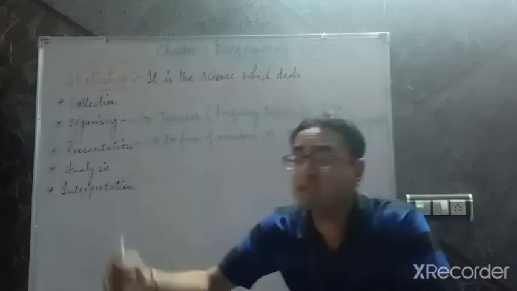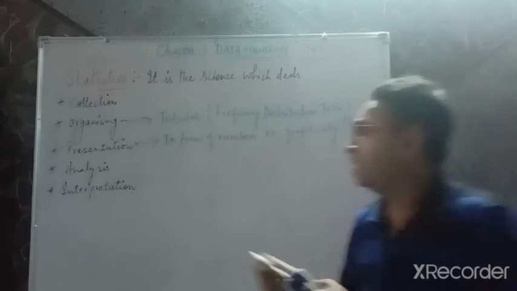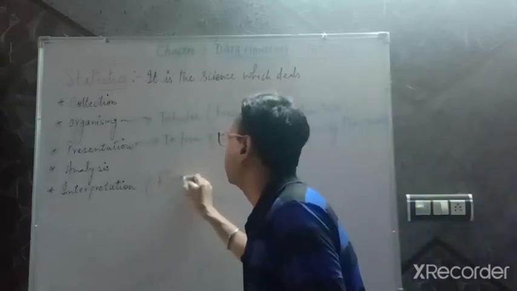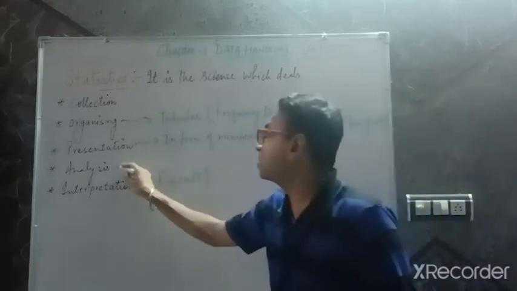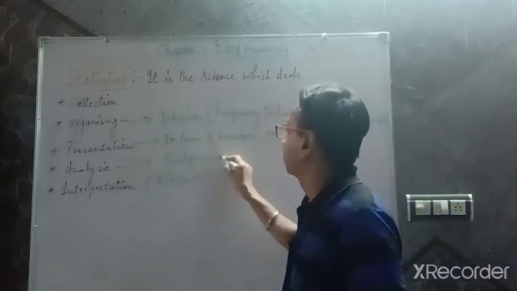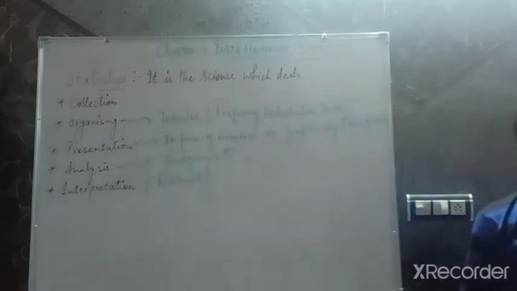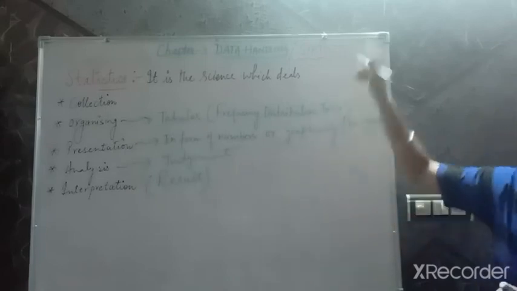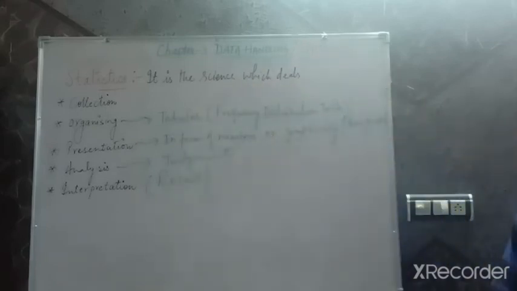Interpretation is again the outcome, the result. Interpretation means the final result we prepare. Analysis is judgment, and interpretation is the result. This is what we do in data handling. That is what statistics is all about. I hope you are clear with this.